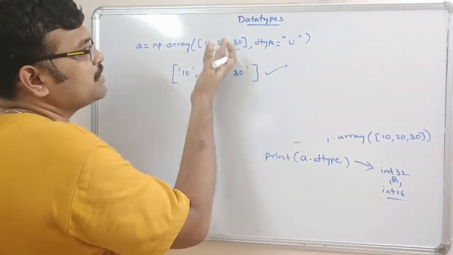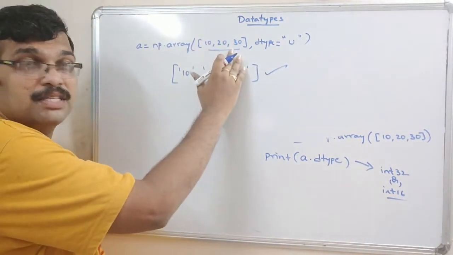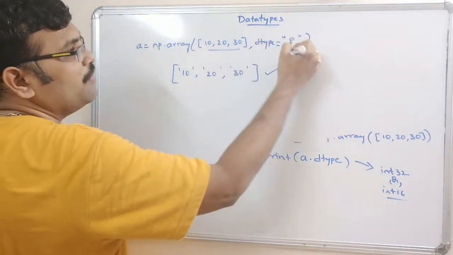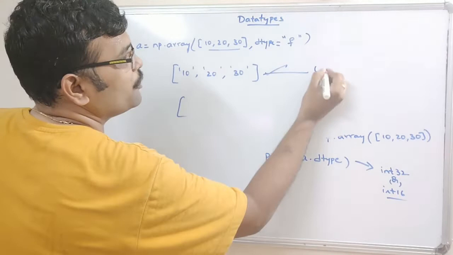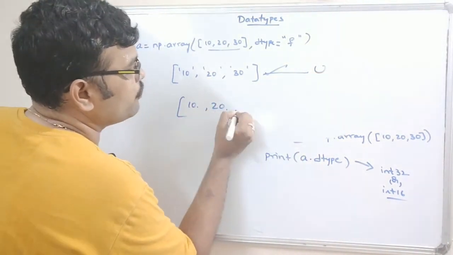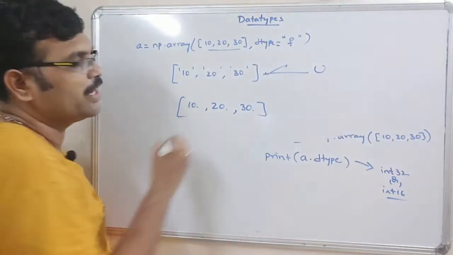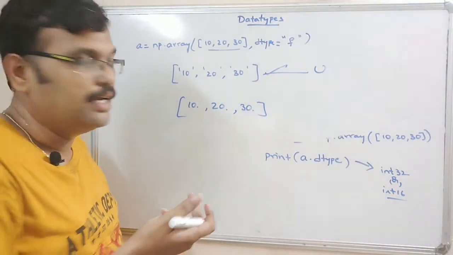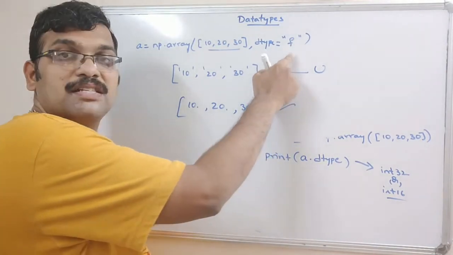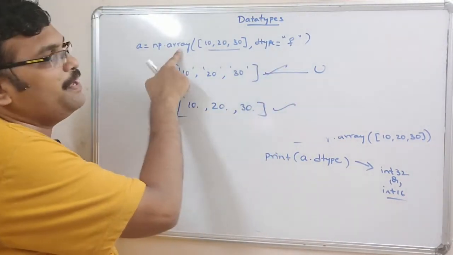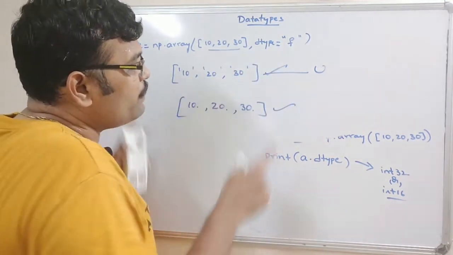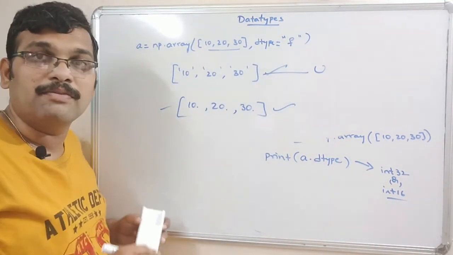We can pass the elements as integers, and we can go with floating points. See, this is for Unicode string. If it is a float, it will give 10 point, 20 point, 30 point. That means it will get the decimal precision, right? So 10 point, 20 point, 30 point. This will be the result if you keep this f in the np array dtype attribute, right? In this way we can get the type conversion.